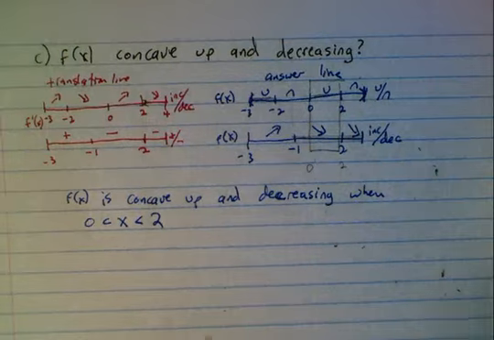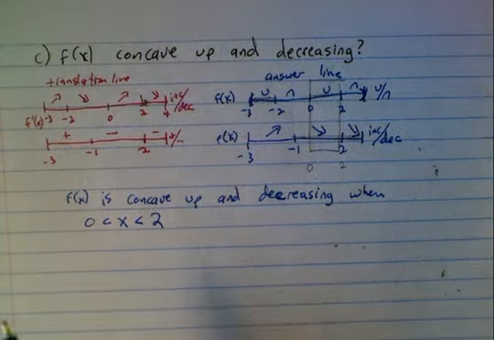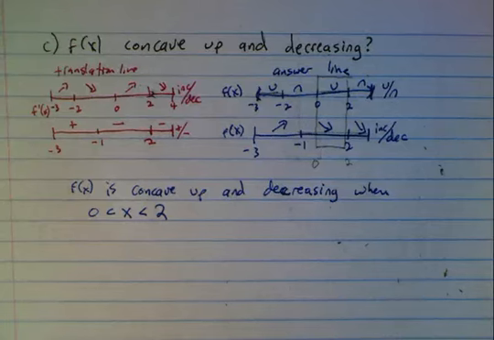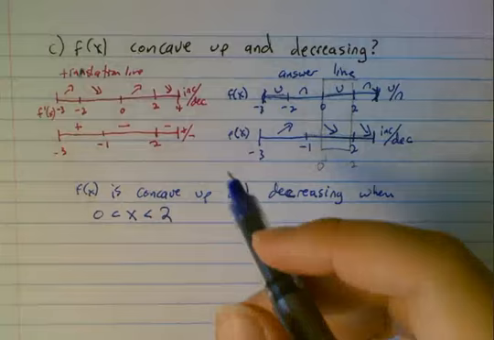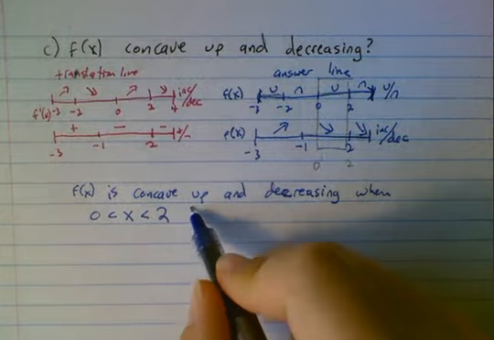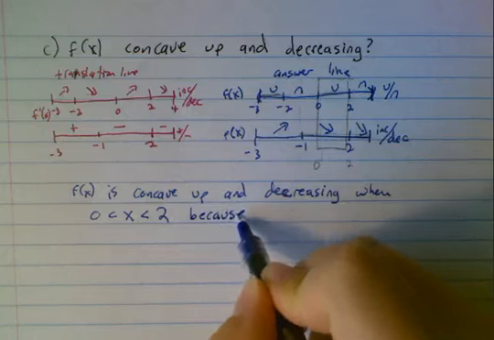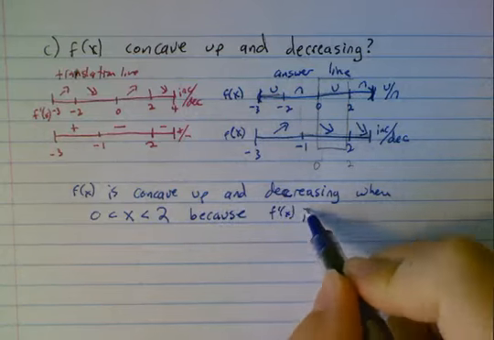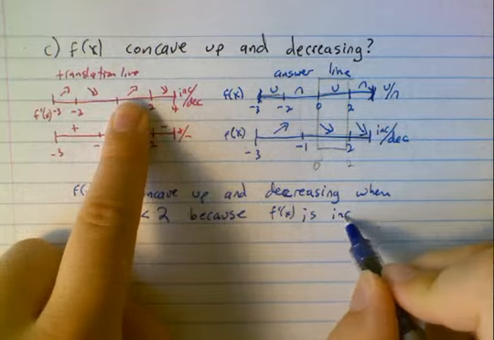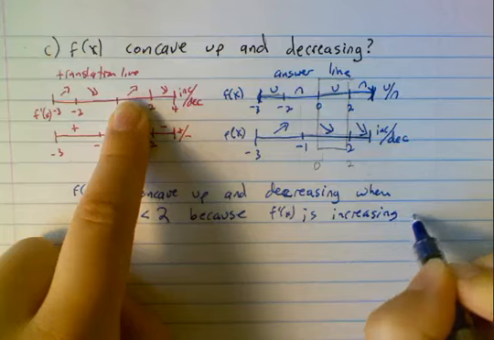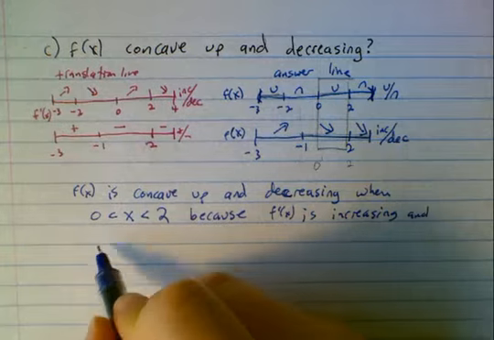There's a debate about whether or not the endpoints should be included. The AP test permits either with the equal sign or without. There's kind of a case to be made that the endpoints shouldn't be included, so I generally don't, but either way is fine. Because f prime of x is translation, increasing, and translation negative.